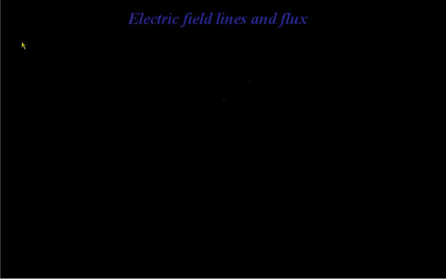This tutorial is about electric field lines. Now, a field line gives the geometrical description of electric field. To understand the concept of electric field, let us consider a single point charge Q situated at the origin.